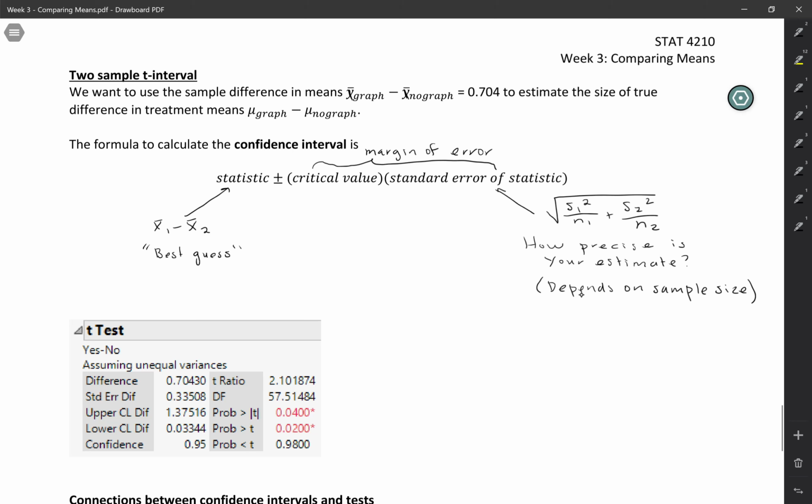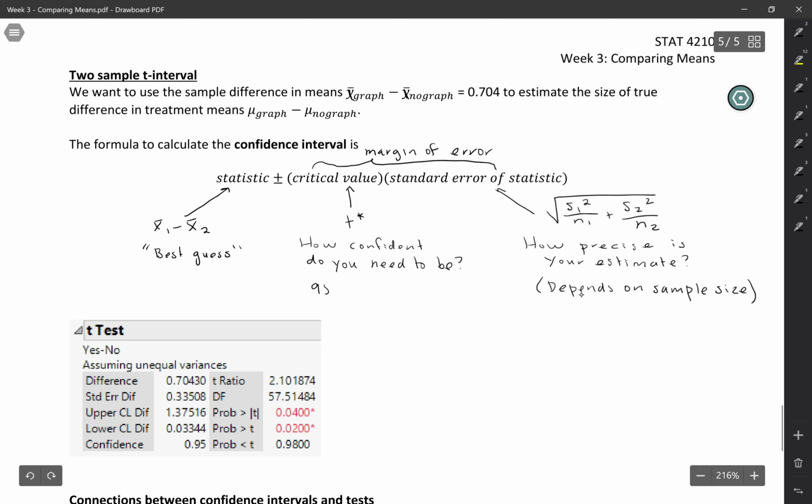The last part is the critical value, and sometimes you'll see the symbol T star when you're talking about quantitative data. So this is sort of answering the question, how confident do you need to be? So this is going to determine how many standard errors you're going to add on each side. Just as a rough rule of thumb, if you want to be 95% confident, your T star is going to come out to be roughly 2, close to that. But instead of figuring out what T star is and then putting together the formula by hand, I think it's a lot easier just to let JMP calculate this for you.